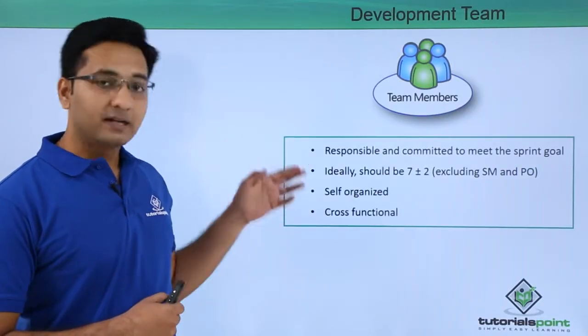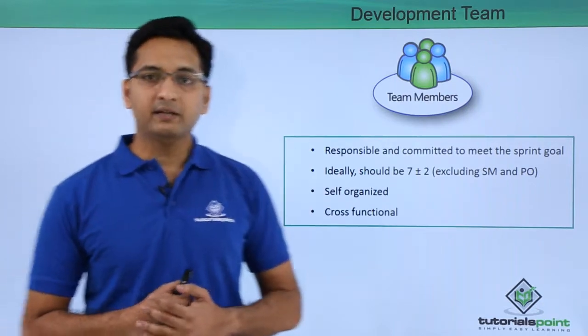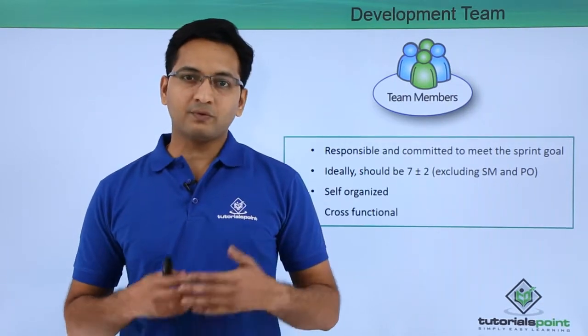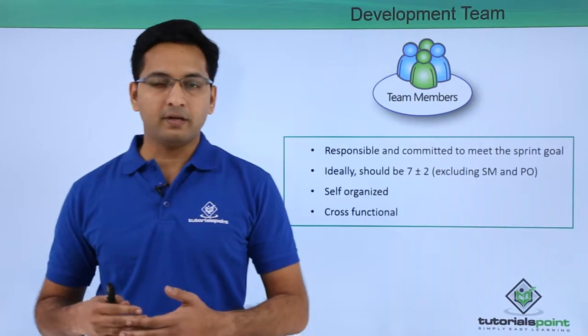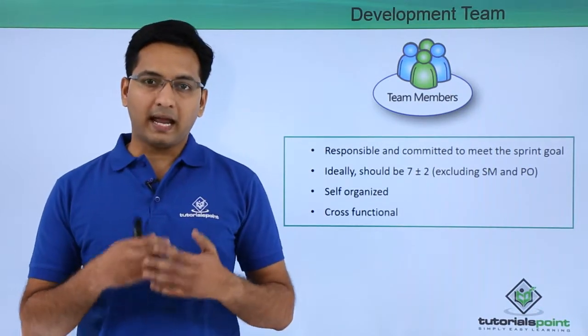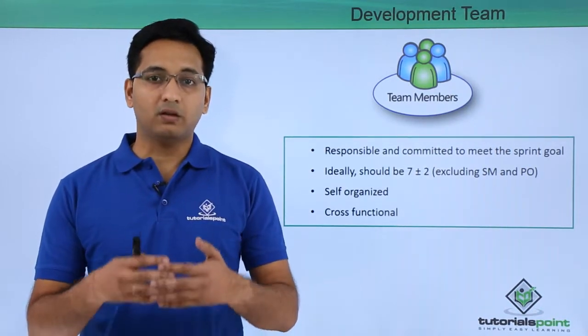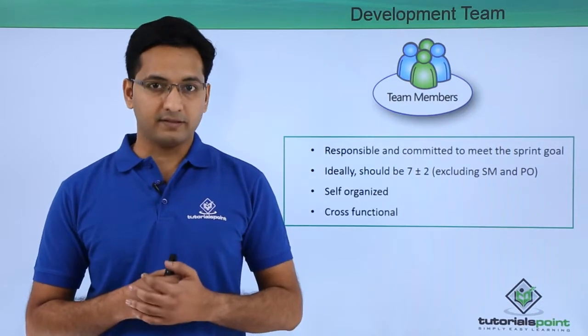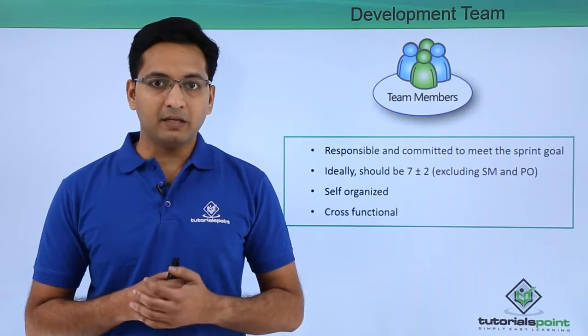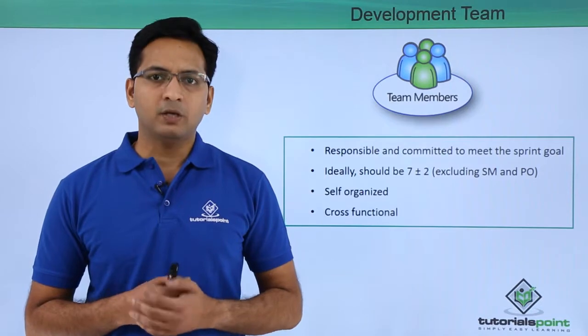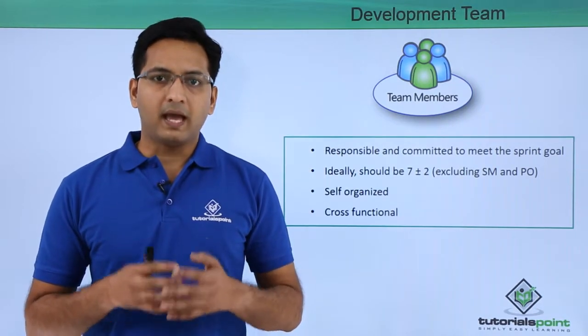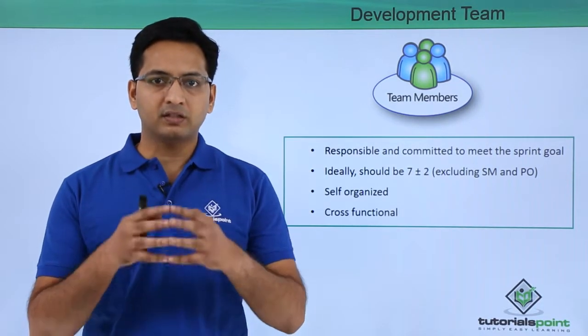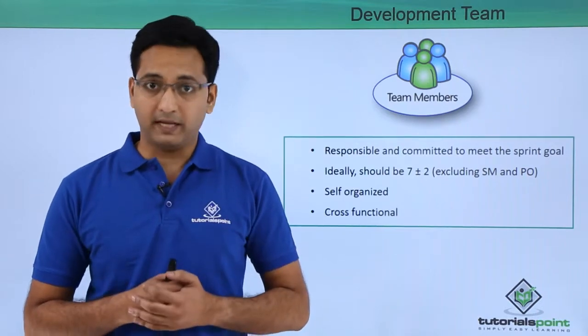Development team, responsible and committed to meet the sprint goal. When it comes to committed and involved, committed team members are actually people who are working on the product increment, whereas involved team members may include the project manager. So the Scrum team is committed to meet the sprint goal as a team and not as an individual.